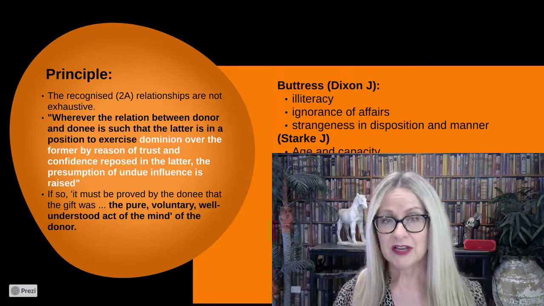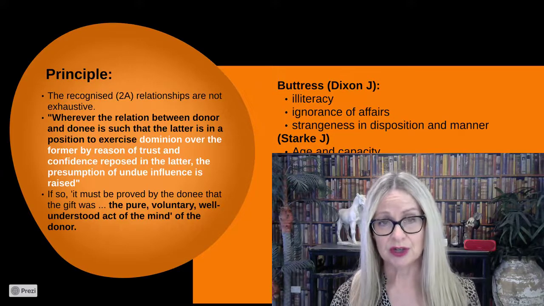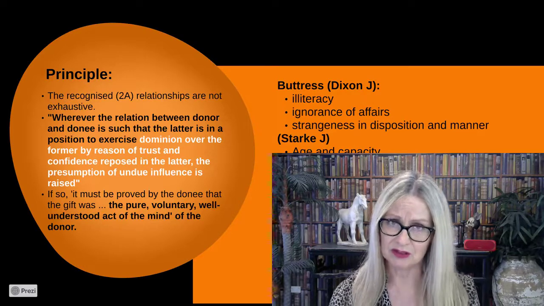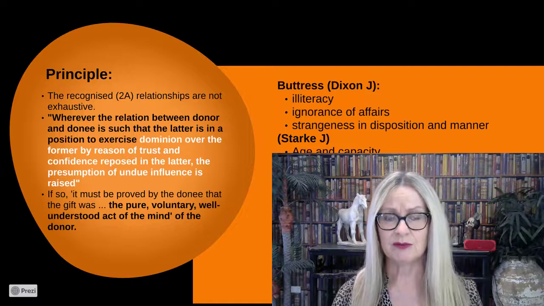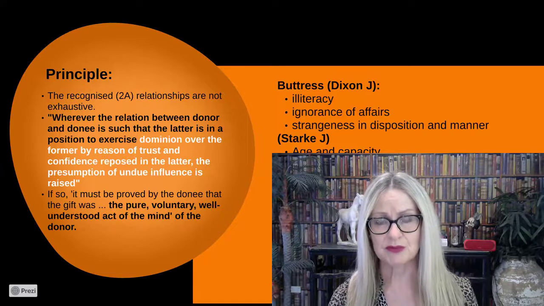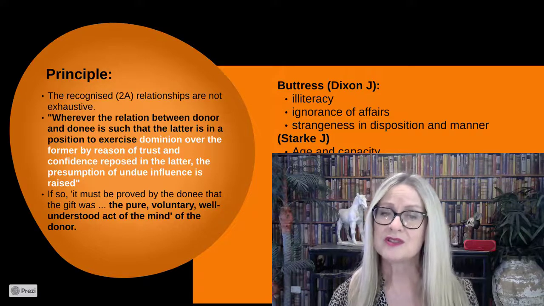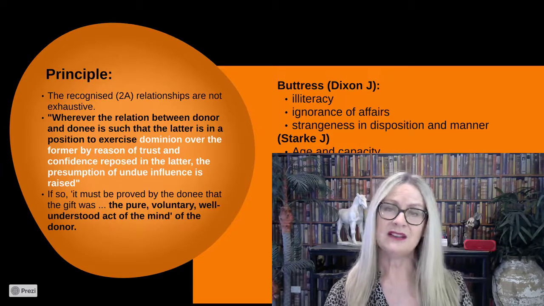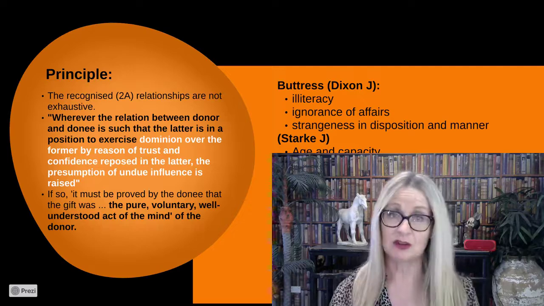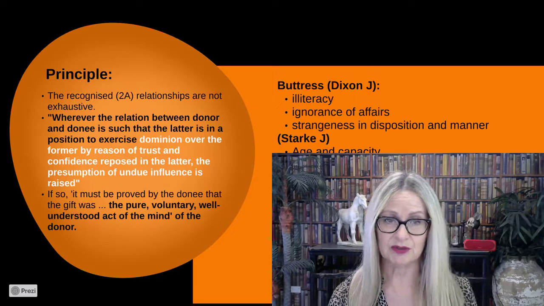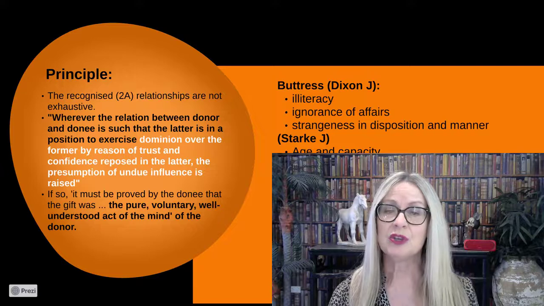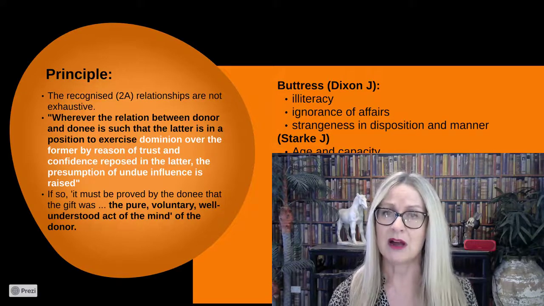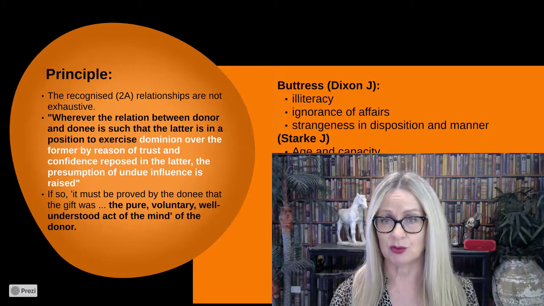So wherever the relationship between donor and donee consists of dominion and subservience, dominion over the former by reason of trust and confidence reposed in the latter, the presumption of undue influence is raised. If so, then it's incumbent on the person that's going to receive the benefit of the transaction to show that it was the pure, voluntary, well understood act of the mind of the weaker party, the donor.